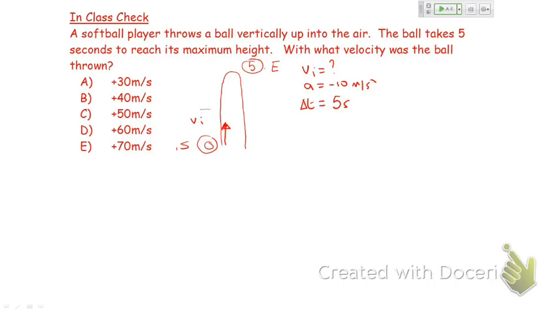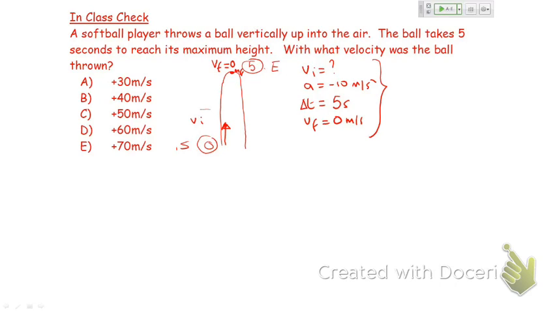Oh, I know something. I know that at the top, the VF, I know that value. It equals 0 meters per second. It's not mentioned. There's not a number on the thing. It's purely by visualization. So I know that VF equals 0 meters per second. So now I'm on my way.